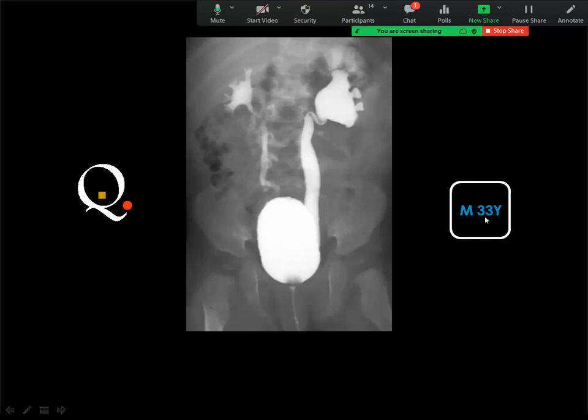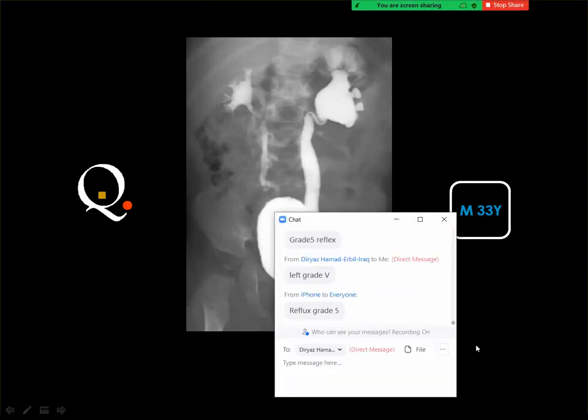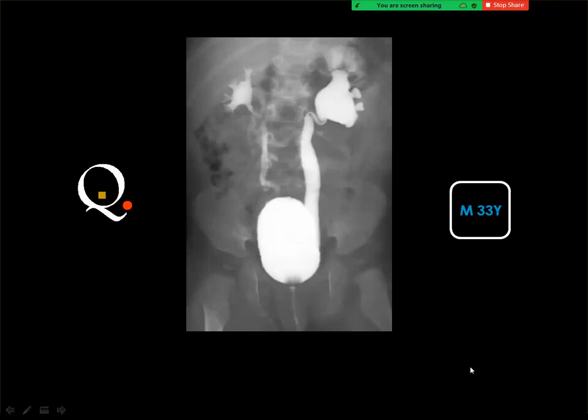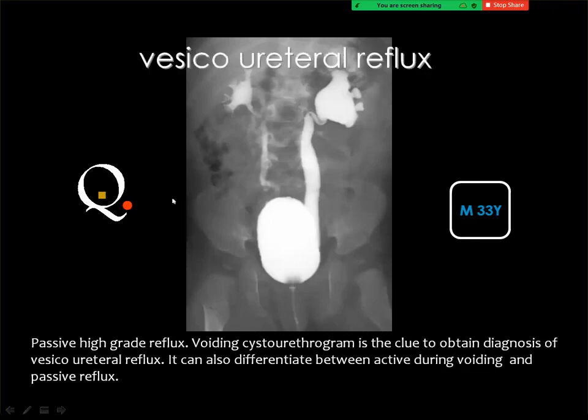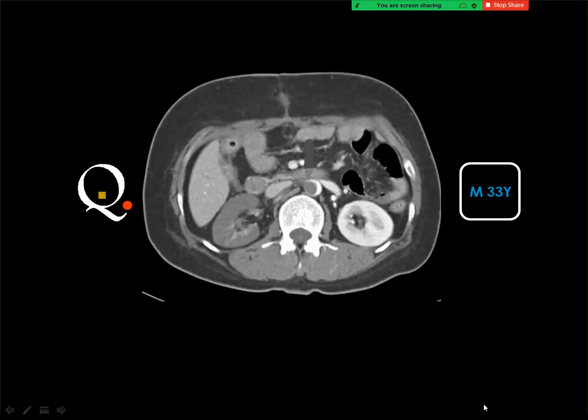This is actually a child. This is not the male of 33, but a child with this catheter in the bladder, indicating that you are dealing with an ascending cystourethrogram. And then grade 5 vesicoureteric reflux. And what about on the right side? It's grade 3. Yes, grade 3 vesicoureteric reflux on the right side, and grade 5 on the left side because of the dilatation and tortuosity of the ureter. Then this patient had this CT scan.